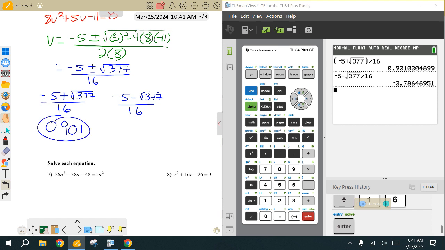And then go do the bottom one. Did you use the negative out front, or did you use the subtracting symbol? Okay, and the last one here, parentheses, -5, and this time we're using the minus sign. The square root of 377. Close that parenthesis, divide by 16. -1.526. Somebody else got that? Okay.